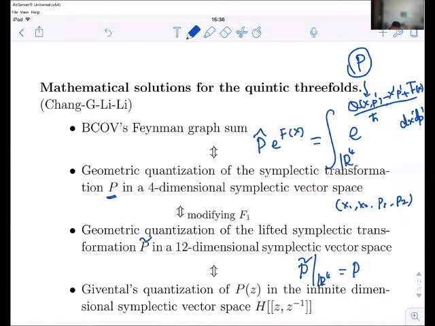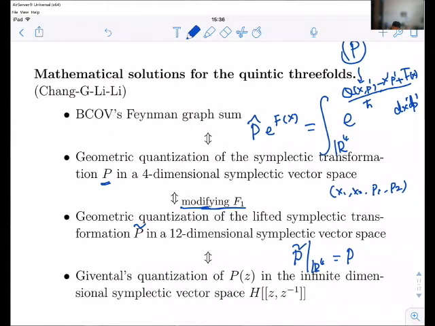And also we found that after this lifting, we need to simply modify this F1. After these two operations, we found that the quantization, the graph sum given by this quantization, is exactly equivalent to the quantization given in this way. And this guy you can recover from the Givental quantization.